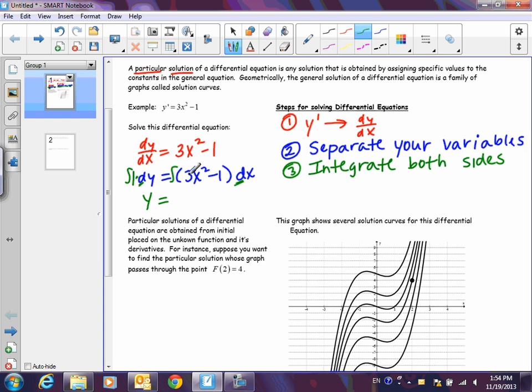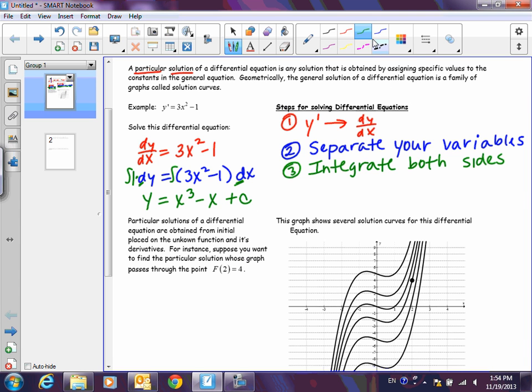What is the antiderivative of 3x squared? x cubed. Good. Remember, we're going backwards. We're not taking the derivative. We're saying, what is something that when you take the derivative, you get 3x squared? What's next? Minus x, and then we have our plus C.